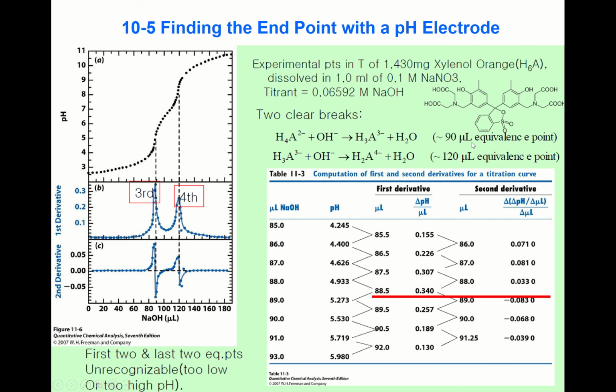The next topic is to find the endpoint with a pH electrode. Usually the pH electrode is used to follow this entire titration curve. Of course, there is another method, using indicators, to find out this endpoint.